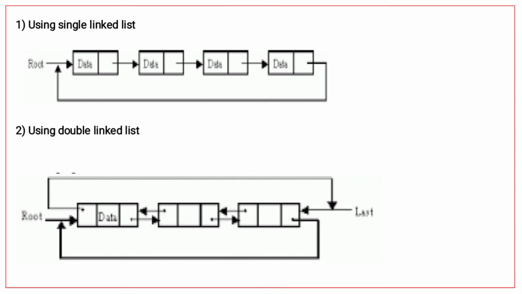Second, using double linked list. In double linked list, the right side pointer points to the next node address or the address of the first node, and the left side pointer points to the previous node address or the address of the last node of a list. Hence, the list is known as circular double linked list. See, the figure shows circular double linked list.